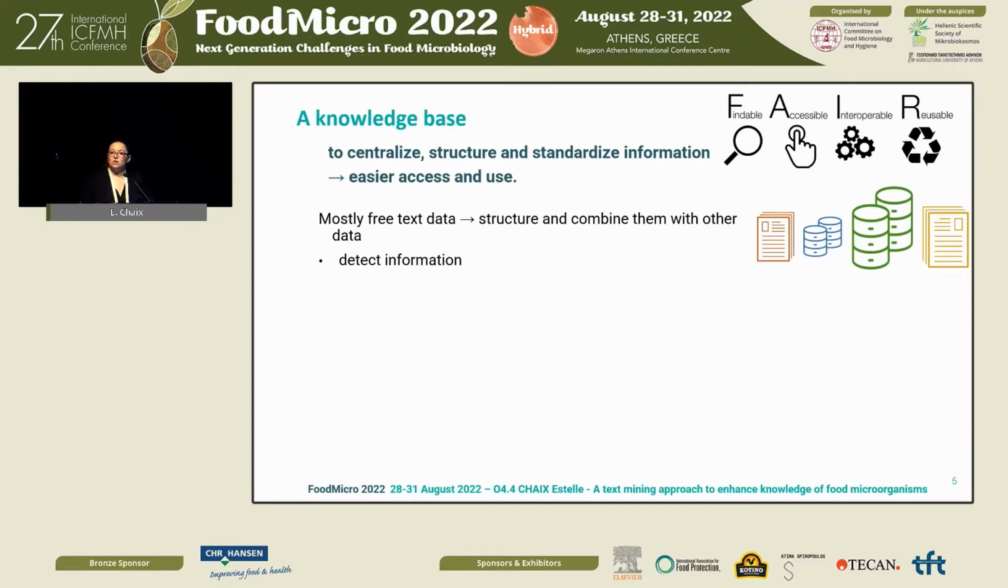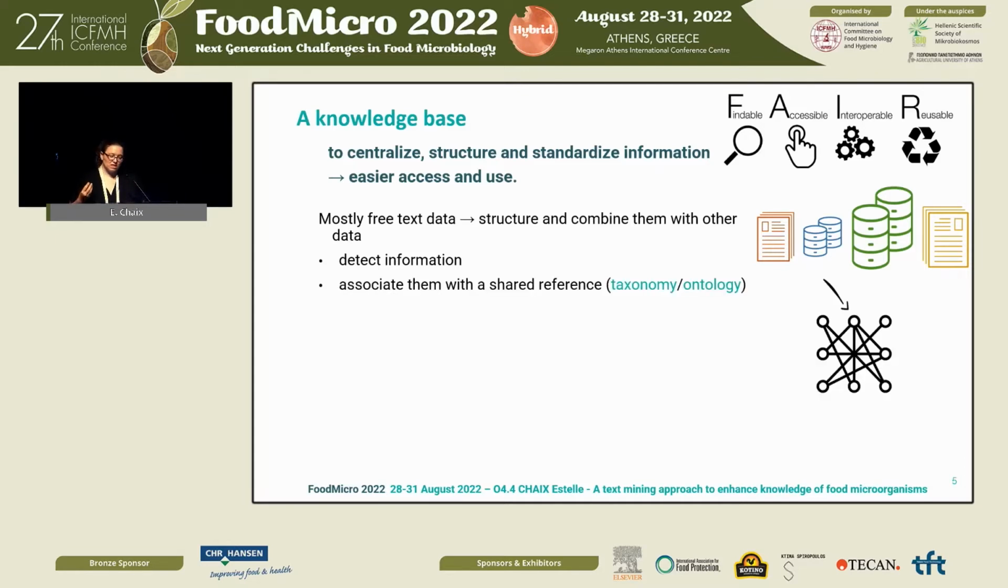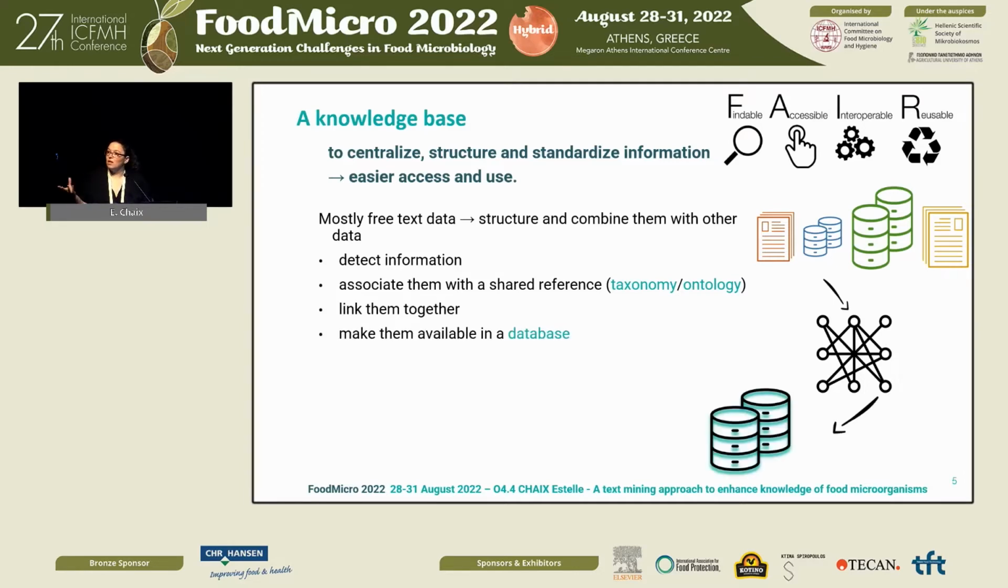To do this, there are different steps. The first one is to detect the information that we need. Then we associate it with a shared reference, for example a taxonomy or an ontology. We link it together to make it, at the end, available in the databases. To do this, we use a text mining method.